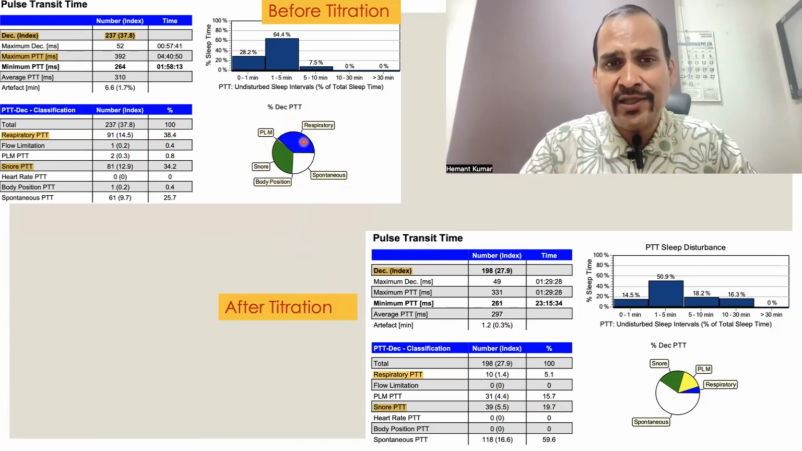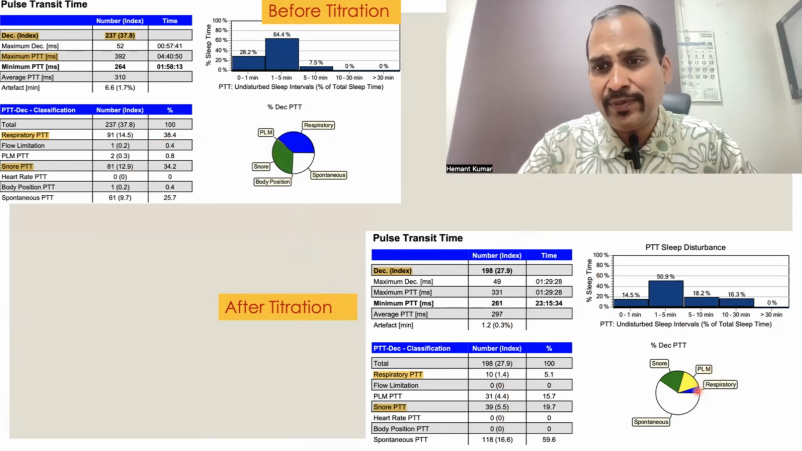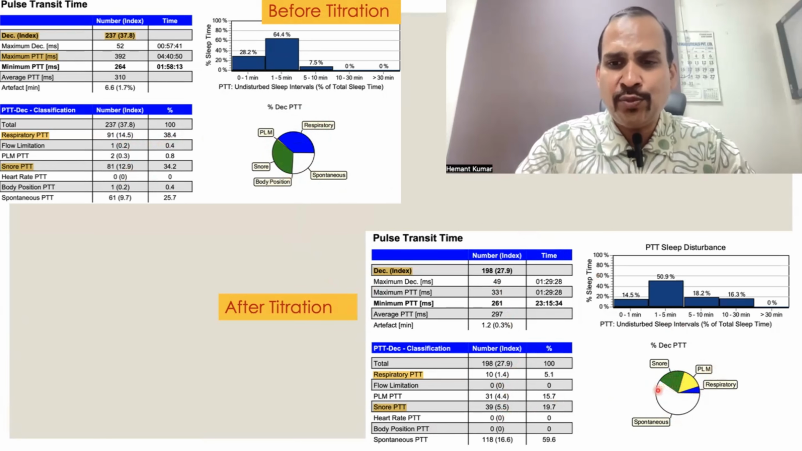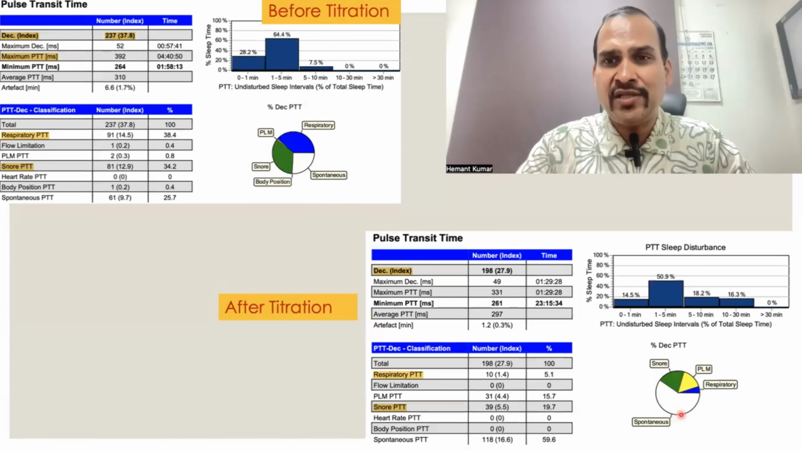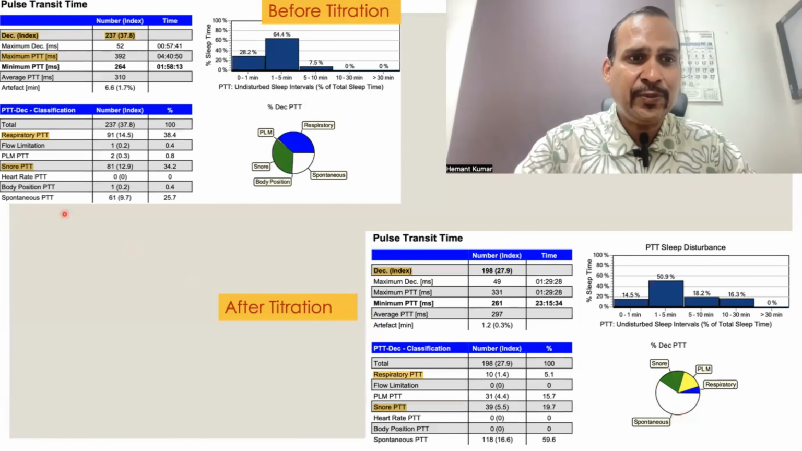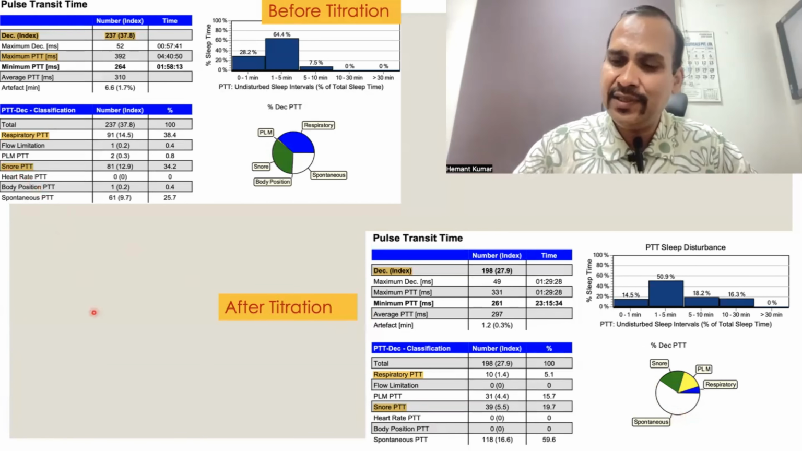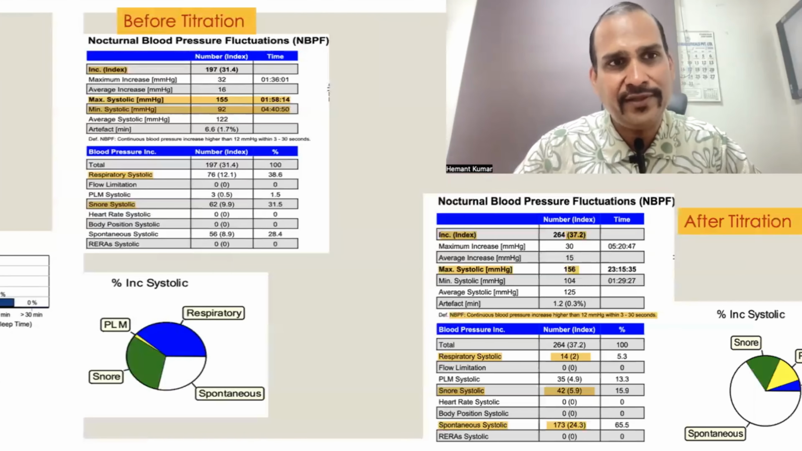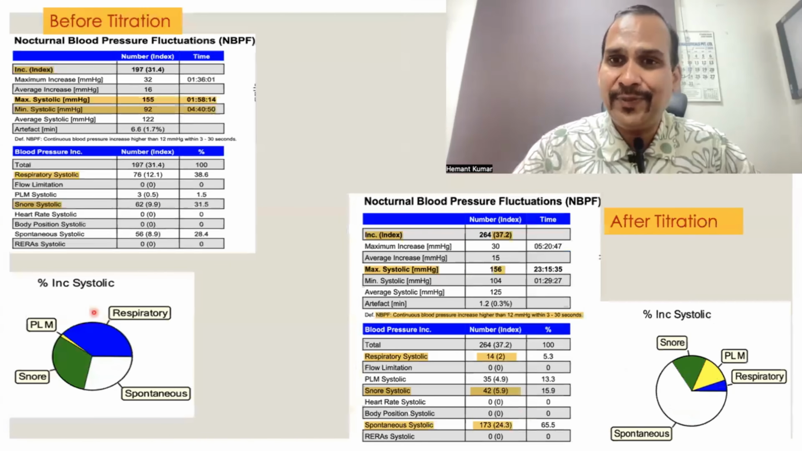So you can see this graph also. See the larger part by blue and green. Now it is very less, blue and green also reduced. So most of the PTT in this patient is spontaneous. We are not bothering about spontaneous PTT. Okay. So there is reduction in PTT as respiratory PTT and snore PTT have been reduced. There is marked improvement. Now blood pressure.